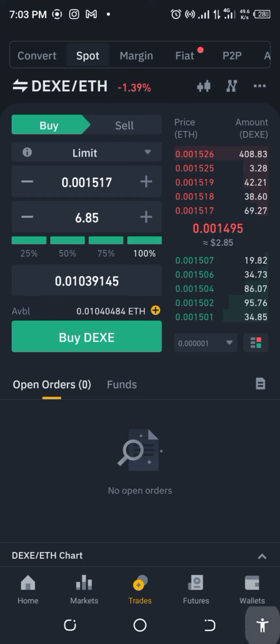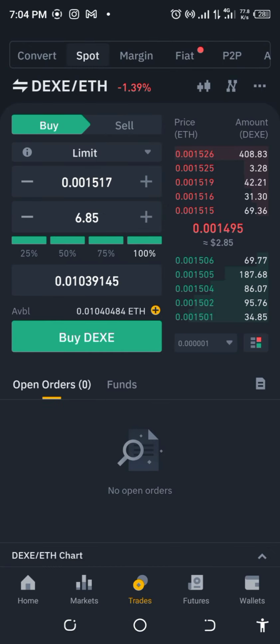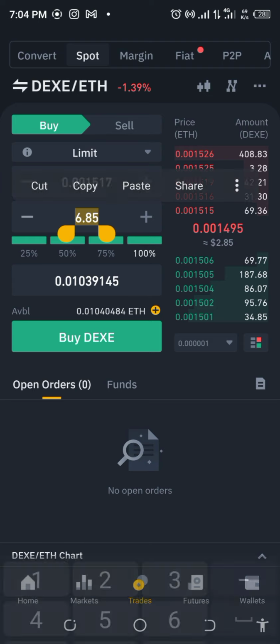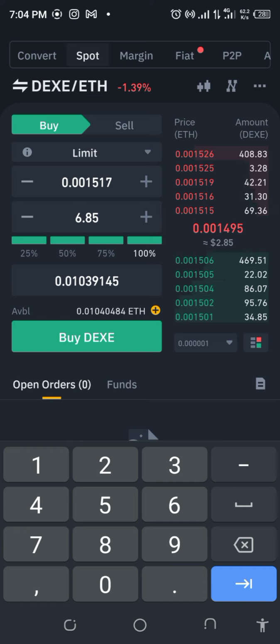Oops. You can see here that I'm getting 6.85. Can you see I'm getting 6.85? So if I copy this, what will I get? Oh, it's reducing. You can see I have 0.10 off. I don't want that. That's going to chop off out of my profit. So it seems like we just have to wait, okay?